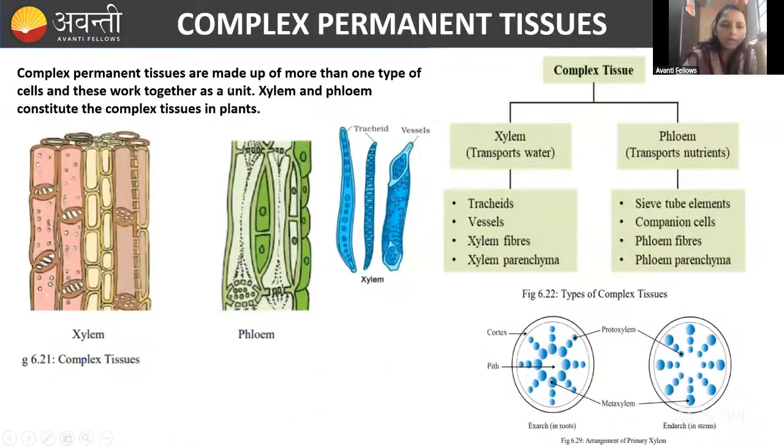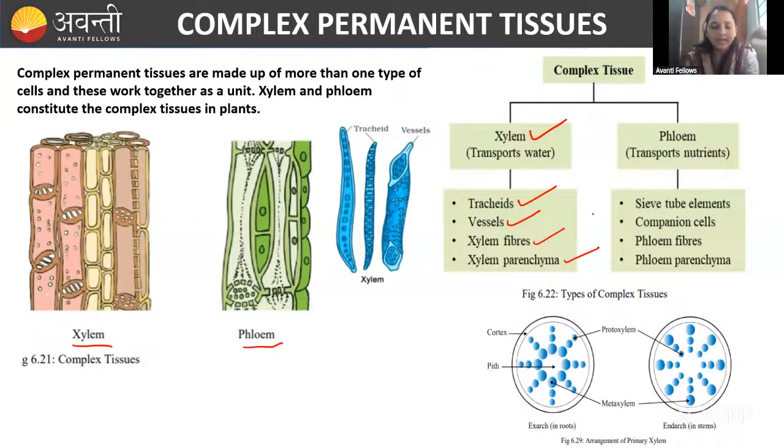Next, go to the complex permanent tissue. We already said this is complex because it consists of cells with different structures and different functions, but all together performing the same function. Here you can see the xylem and the phloem mainly. Xylem is helpful in the transport of water and minerals, and xylem consists of tracheids, vessels, xylem fiber, and xylem parenchyma.